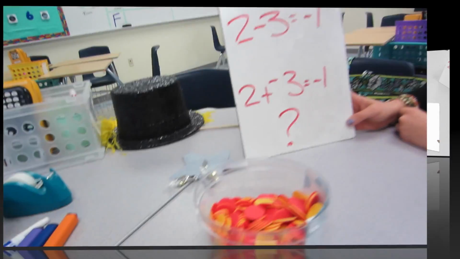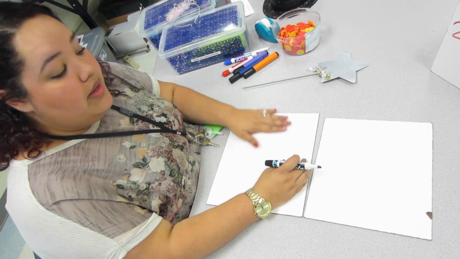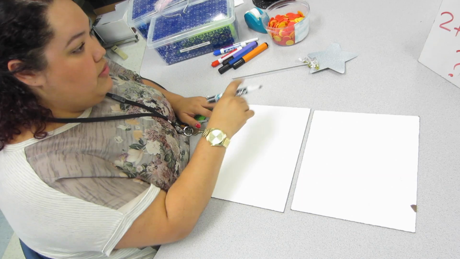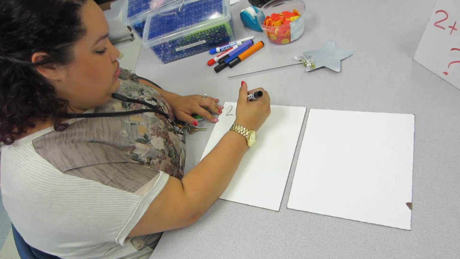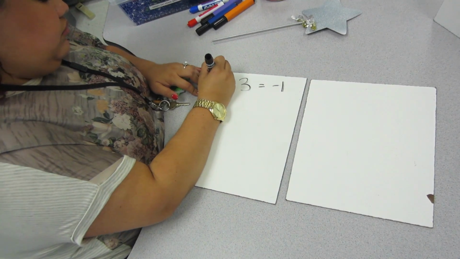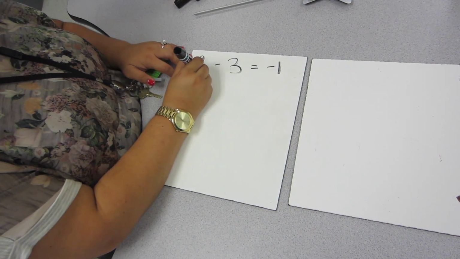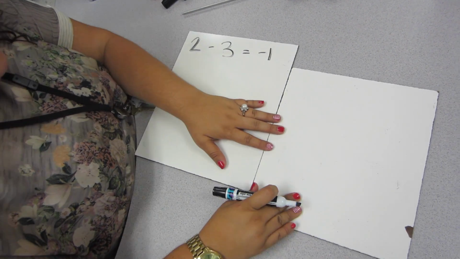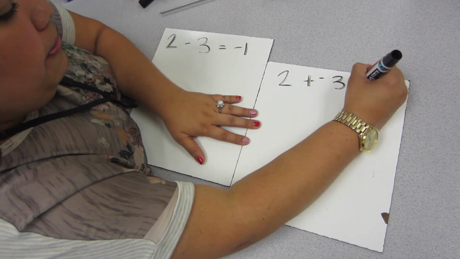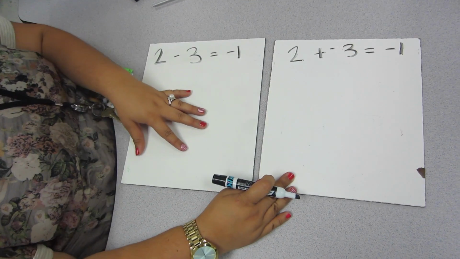Okay, let's do that. What I'm going to do is write the equations down first, and then we'll do the model at the bottom. So I'm going to write down the first one that we had: 2 minus 3 equals -1. And then on the other one, I'm going to write the other equation, which is 2 plus -3 equals -1. So those are my two equations.